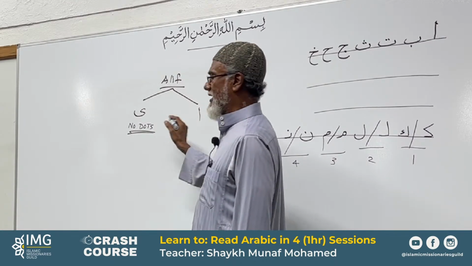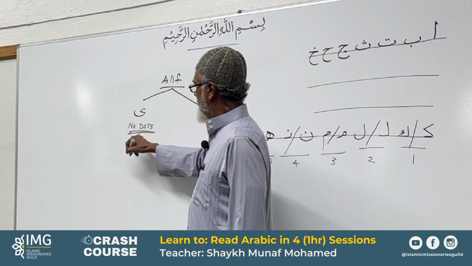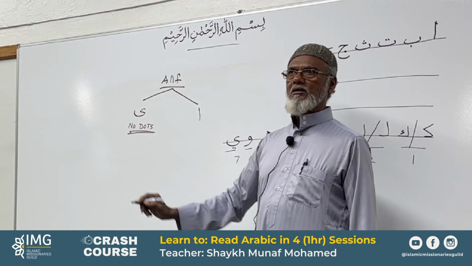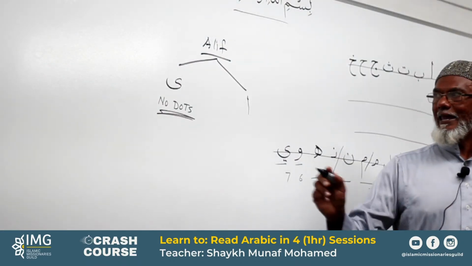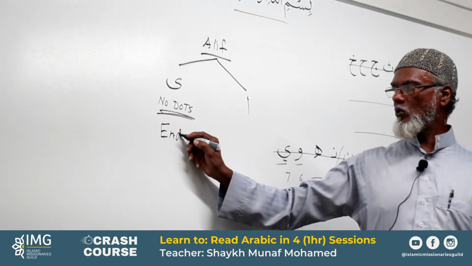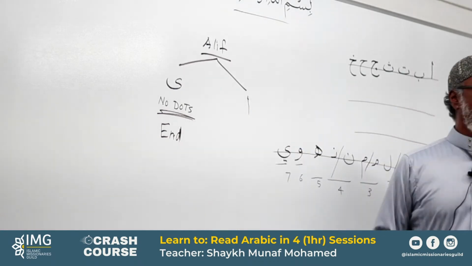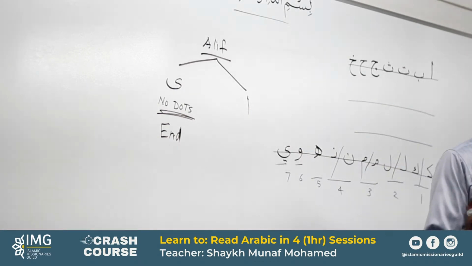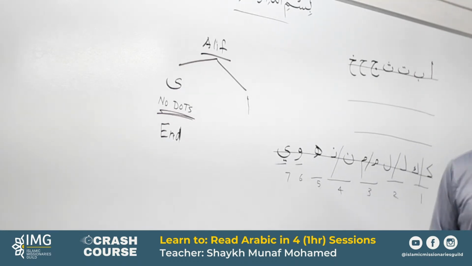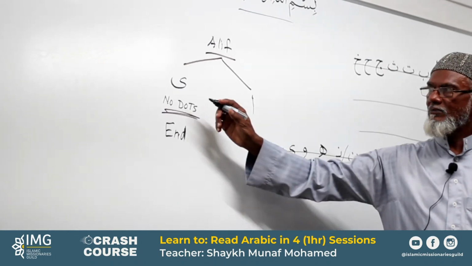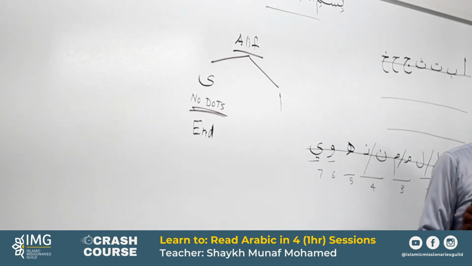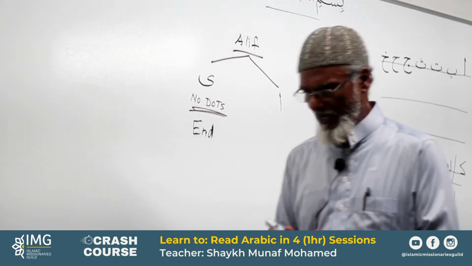If it's in the beginning of a word, it has certain rules to go with it. Anyway, this one here that looks like the ya, but make sure it has no dots, comes only at the end of a word. The word could be a verb, a noun, a pronoun, a preposition, a particle, different parts of speech. So it has no dots. Two types of alif: one like that and one like that.